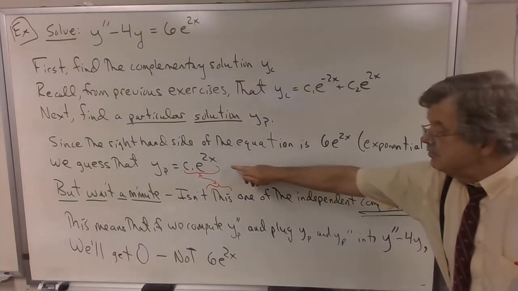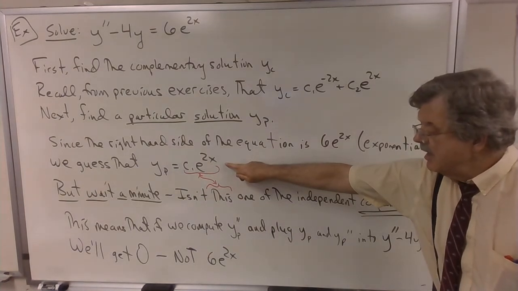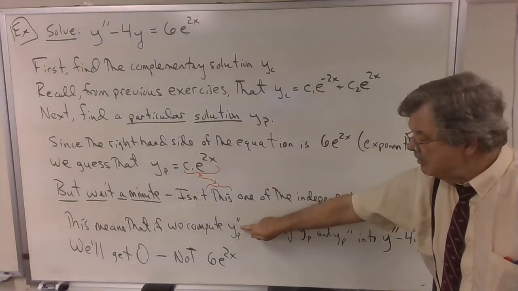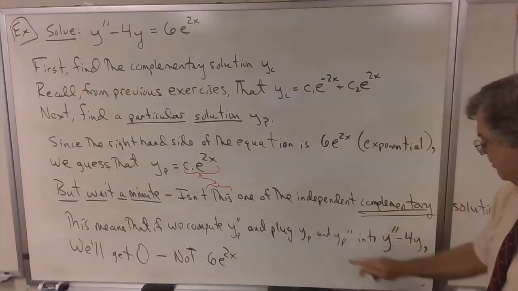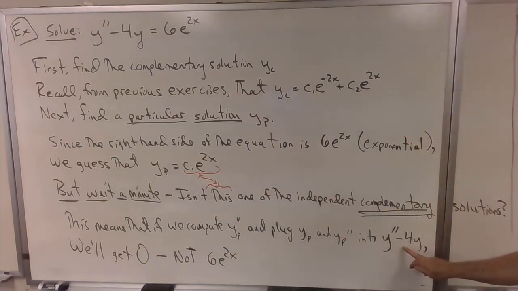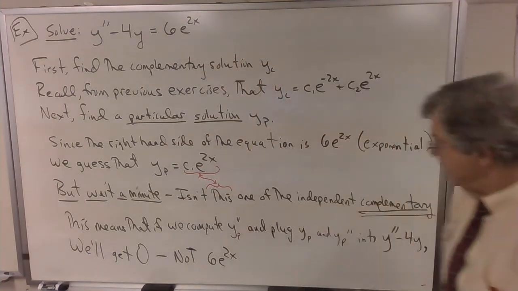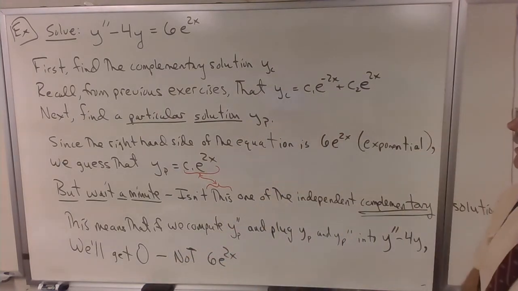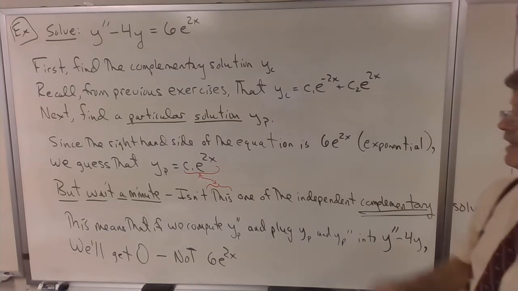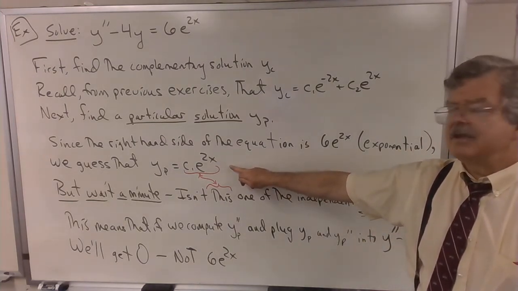But if this is my proposed particular solution, and I compute y double prime, and I plug this thing in y double prime into that expression, I'm not going to get 6e to the 2x. I'm going to get 0. So this is not going to be my particular solution.